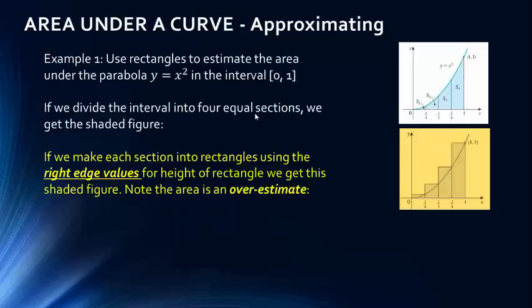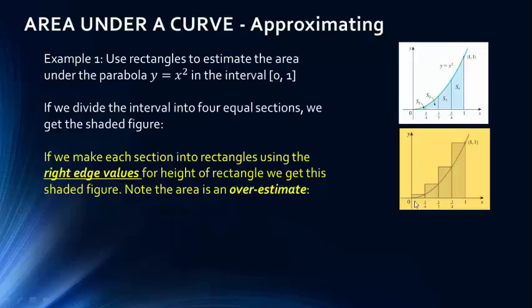If we make each section into a rectangle, using the right edge values for the height of the rectangle, we get this shaded figure. Now listen, this is key, and it can be a little confusing at first. We're using the right edge values. So for this first interval, we want to use what's on the right side. Wherever the function is there, that's where we're going to make the height of the rectangle.